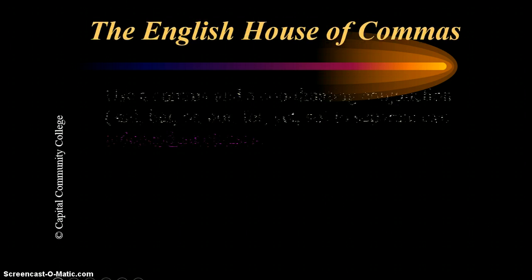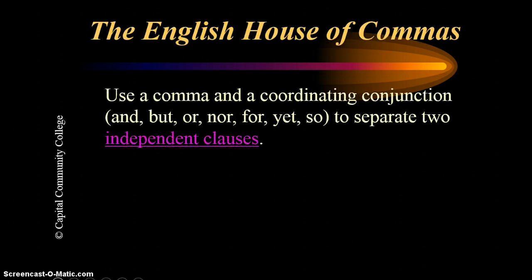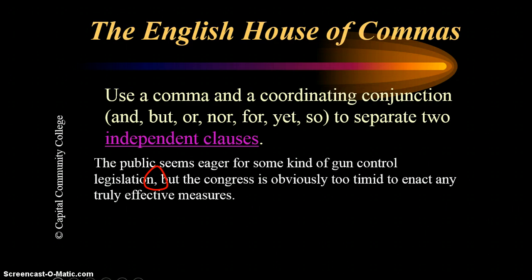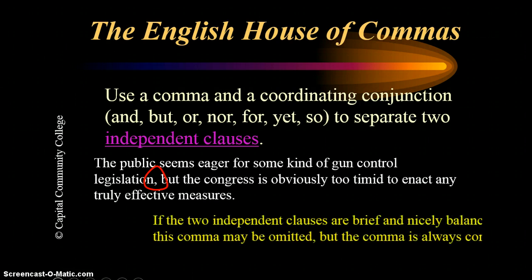Comma rule number 2, you want to use a comma and a coordinating conjunction anytime you join together 2 independent clauses. So if you use those coordinating conjunctions in order to create a compound sentence out of 2 independent clauses, you need a comma. So, the public seems eager for some kind of gun control legislation, but there's our coordinating conjunction, the Congress is obviously too timid to enact any truly effective measures. If we're going to do those 2 independent clauses together with that but, we need that comma there.